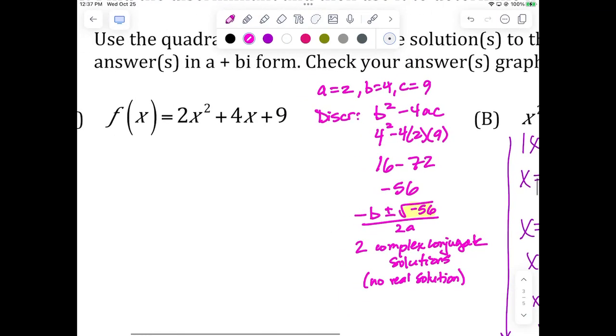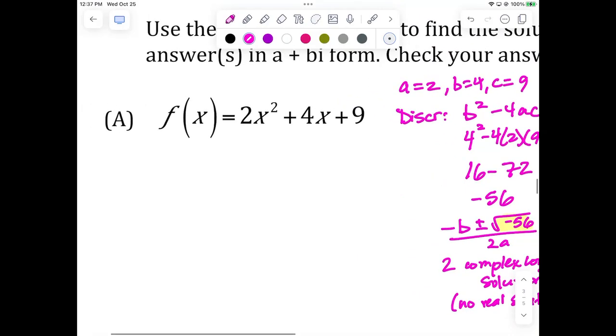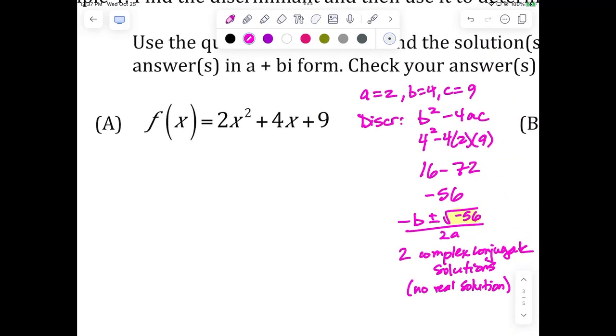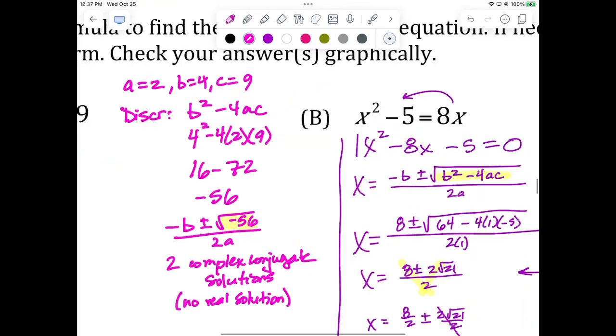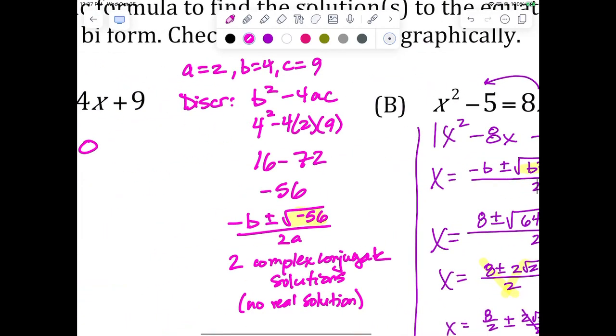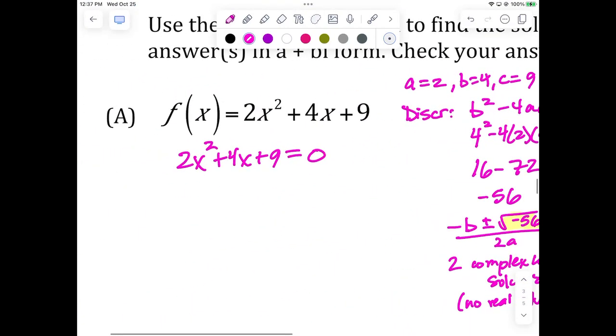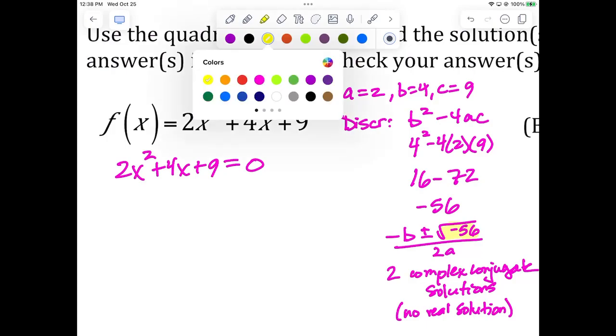Okay, now let's see if we can find those. The way we do that is we plug in. So first thing I do is I set it equal to 0. So I'm going to say 2x squared plus 4x plus 9, set it equal to 0. If it's not already an equation that we're solving, like on b, b is already an equation you're solving. If it's just the name of a function and it says to find the zeros, you got to set it equal to 0. All right, now we know what our a, b, and c are. Just to remind ourselves over here.